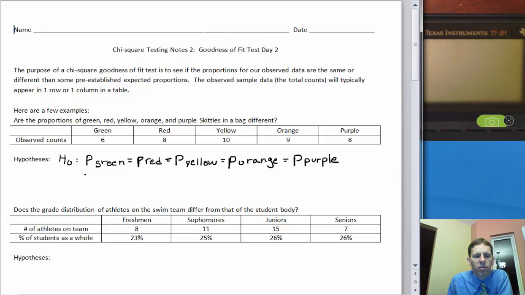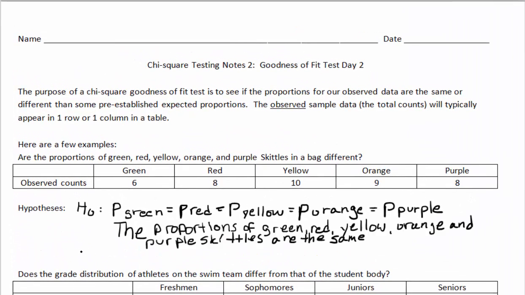Or you could use wording from the question. If the question is asking, are the proportions different, the null hypothesis would be, no, they're not different, they're the same. So you could also say the proportions of green, red, yellow, orange, and purple Skittles in a bag are the same. For our alternative hypothesis, if we're answering yes to this question, are the proportions in the bag different, what we're going to say is this.